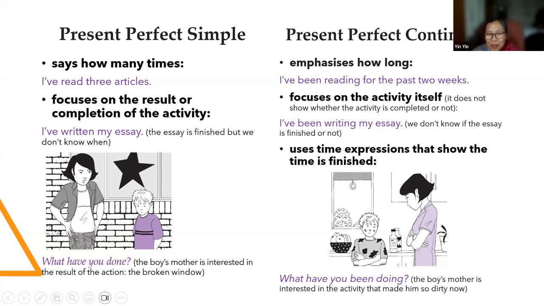The boy's mother is interested in the activity that made him so dirty now. Present perfect simple and present perfect continuous, and the product and process.